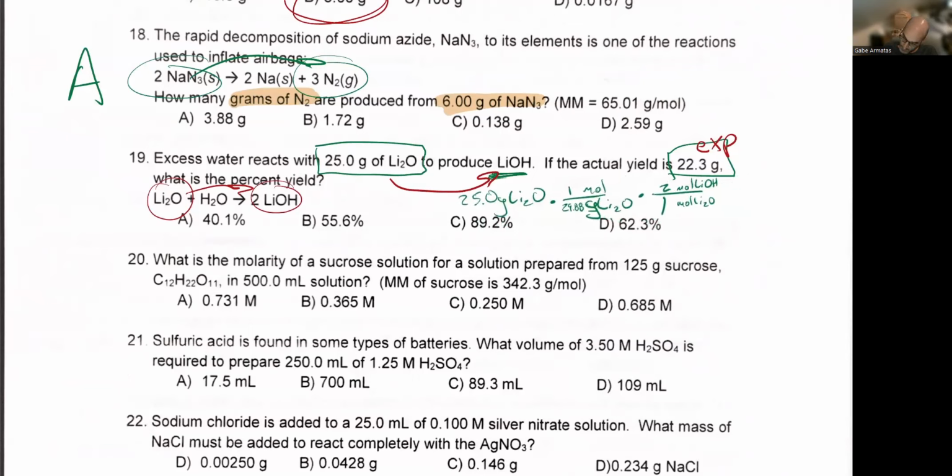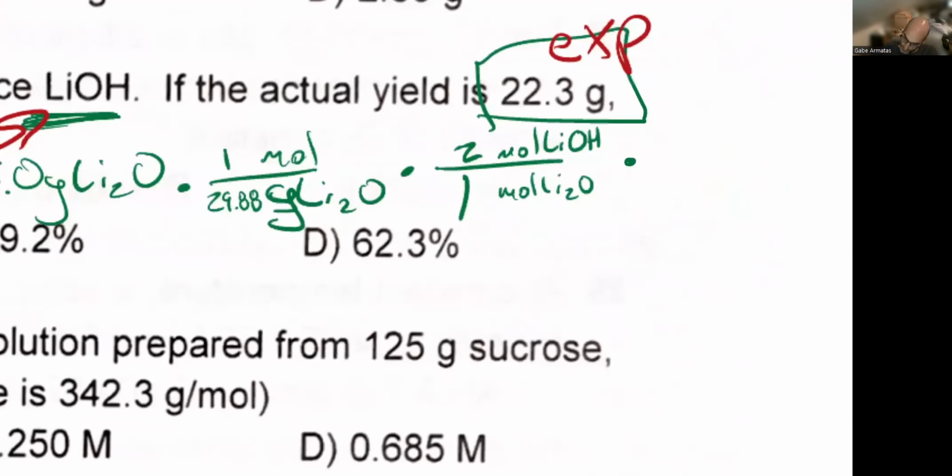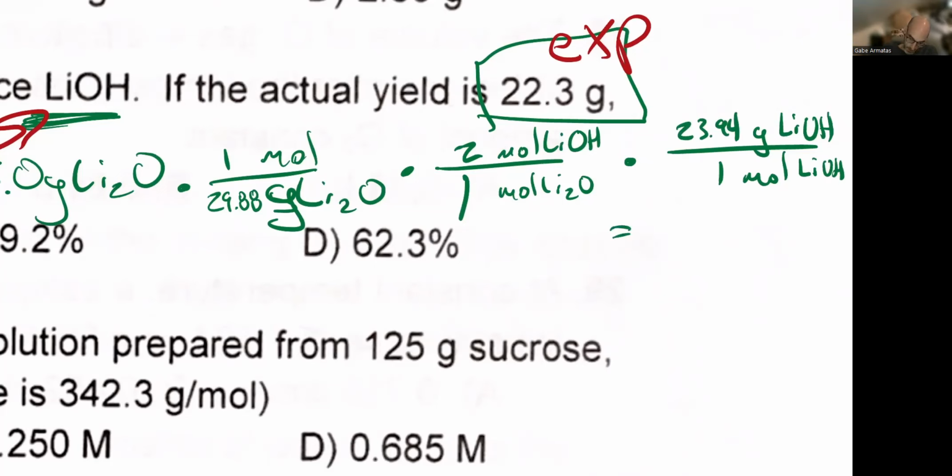There's not a whole lot of space to do these problems, are there? And then finally, I'm going to convert back into mass. So I want moles of lithium hydroxide on the bottom. I want grams of lithium hydroxide on the top. 1 mole of lithium hydroxide is equivalent to, so lithium is 6.94 plus the 16 for the oxygen plus the 1 for the hydrogen gives me about 23.94 grams. And so now we do the math.